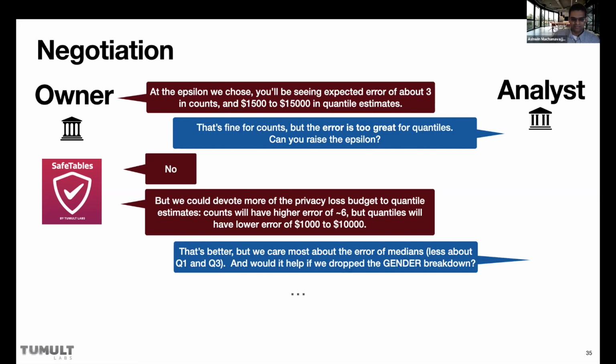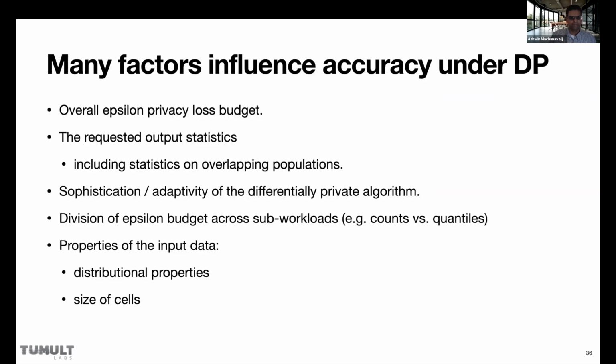And then the analyst comes back and says, hey, that's better. So we care about the error of medians, but we only care about medians. We don't really care about the 25th percentile and 70th percentile. And maybe we can even drop this gender breakdown. Maybe we don't care about that as well, right? Because if you drop a breakdown, then your group sizes become larger, and so on. So this is how the negotiation happens.